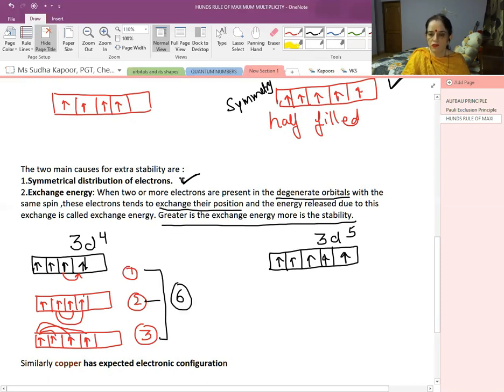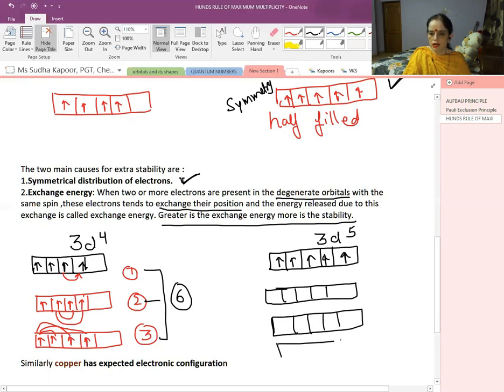Let us see in case of 3d5 what is happening. Okay, so first we will draw all the diagrams related to it, the box diagrams. We will draw the diagrams, how many exchanges are possible, how many spacings can be there. Because the more the exchange energy, the more is going to be the stability. So let's see in case of 3d5 whether it is going to be more or less. Because in case of symmetry, 3d5 is the best one. So let us see the first case.